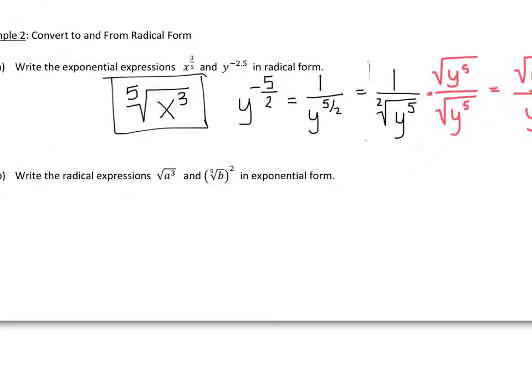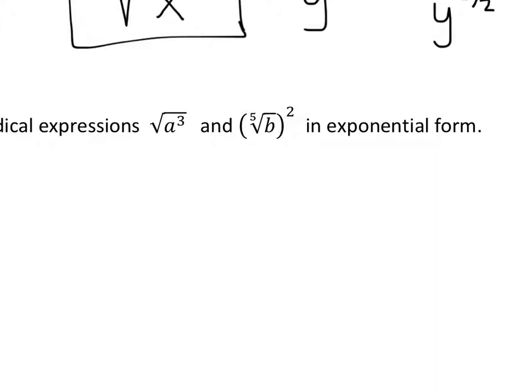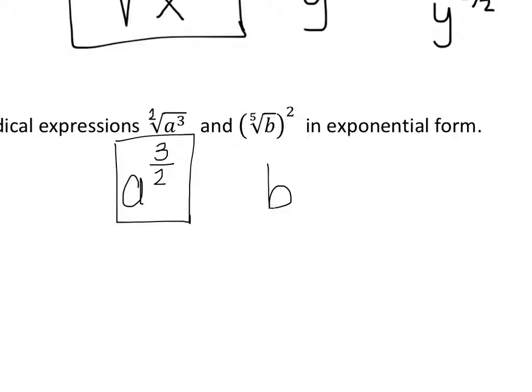Now these will be much more simple. We're going from radical form to the exponential, like a fraction in the exponent. So the first one, what'll be your numerator? 3. What'll be your denominator? 2, because there's a 2 right there. Next one, what will be your denominator? 5. And numerator? 2. Ta-da!